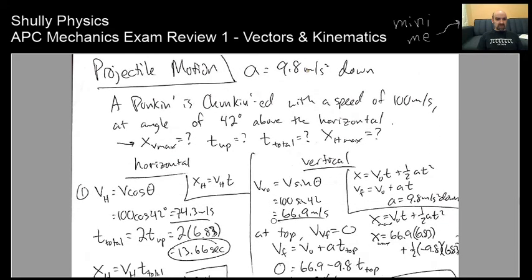Moving on to projectile motion. When you're solving projectiles, keep in mind, unless it specifies some other planet where you figure an acceleration due to gravity, our acceleration is going to be 9.8.